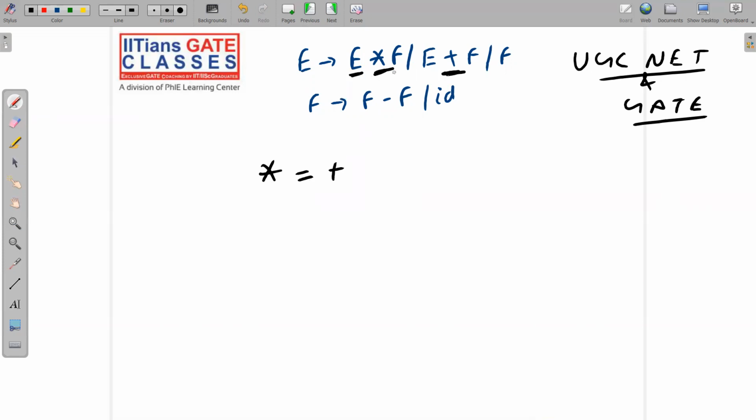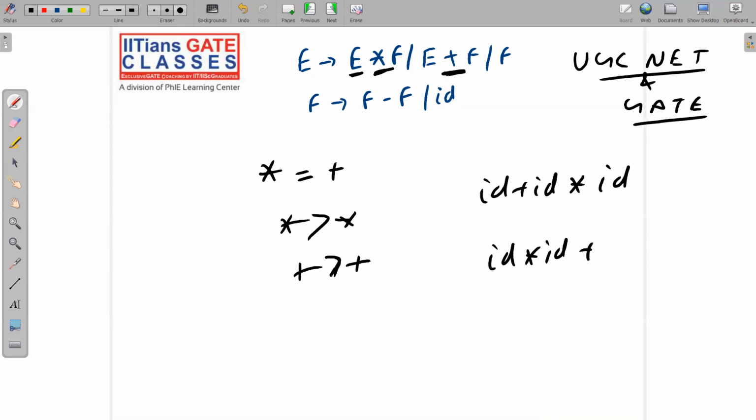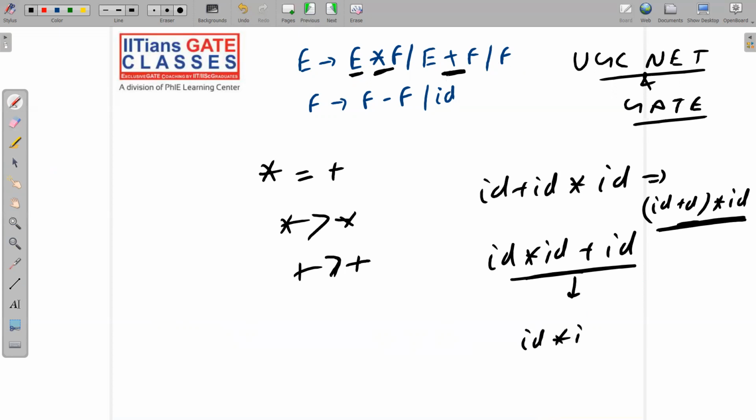So star is left associative. Yes, star is left associative. Plus is also left associative. So whichever comes first, that will be solved first. So ID plus ID star ID and ID star ID plus ID. So this will be solved like ID plus ID star ID, like this. And this will be solved like ID star ID plus ID, like this. I hope I have made the point clear.